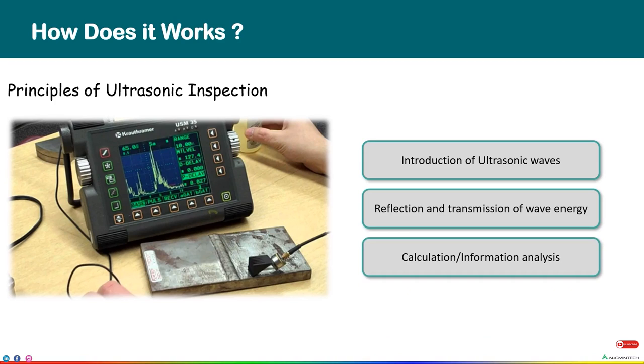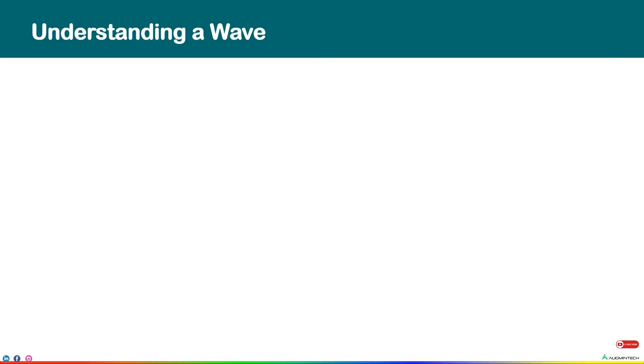Moving on, third one is calculation or information analysis. Now, the amount of reflected or transmitted energy can be detected, and it provides information about the size of the reflector, that is a flaw. Also, the travel time of the sound can be measured, and this provides information on the distance that the sound has traveled. Now, let's understand a wave.